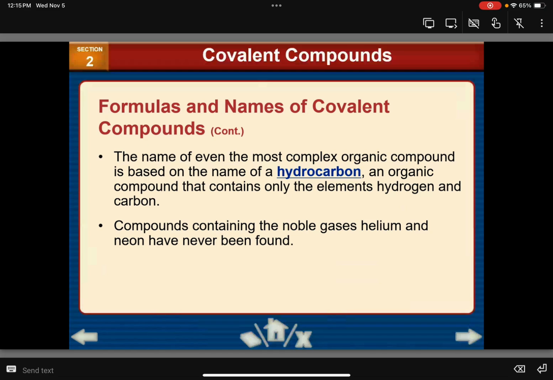And compounds containing noble gases such as helium and neon have never been found. Why do we think that noble gases do not create compounds? They have 8 valence electrons, so they're stable. They have no reason to combine. They're chemically stable because they have the 8 valence electrons. Their outer energy level is already full. They don't form compounds in nature. Can they force them to form compounds in a laboratory? Yes, but they don't need to.